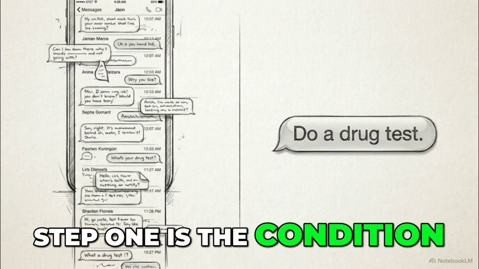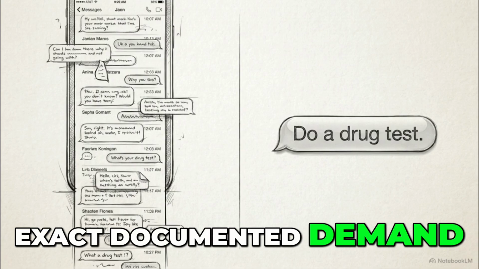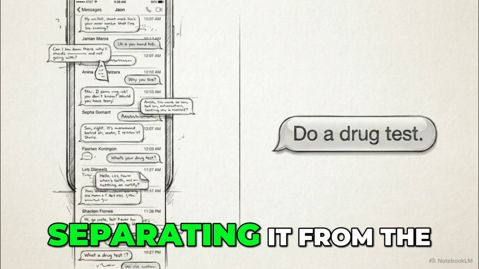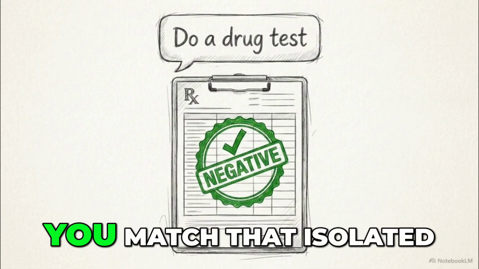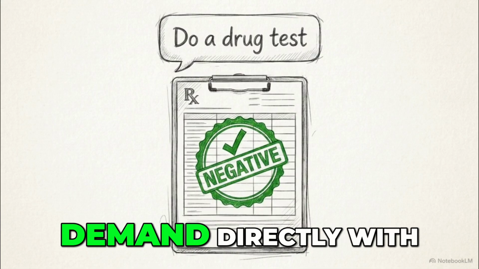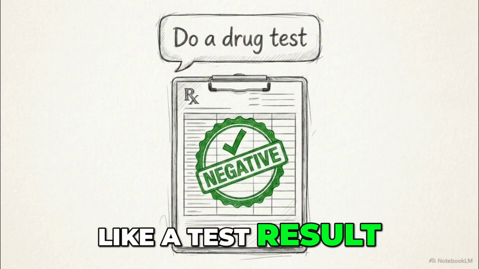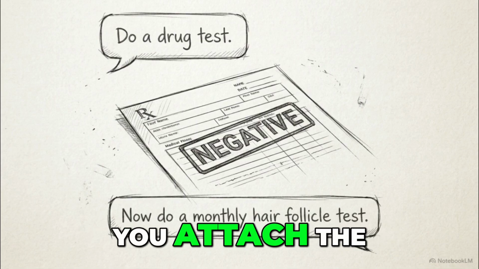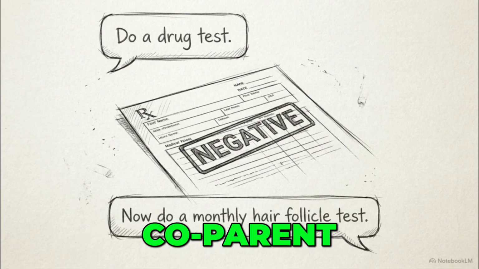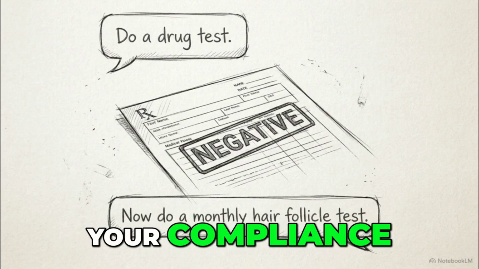Step 1 is the condition. You look at the communication and isolate the exact documented demand from the co-parent, separating it from the surrounding argument. Step 2 is your compliance. You match that isolated demand directly with objective proof of completion, like a test result or notice. Step 3 is the change. You attach the subsequent message where the co-parent imposes a new requirement or denies time despite your compliance.